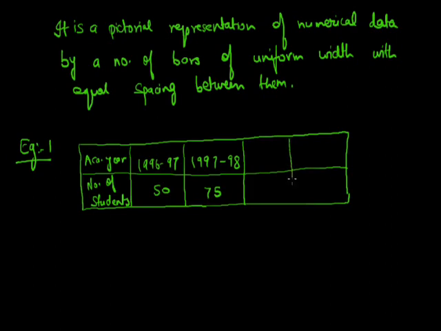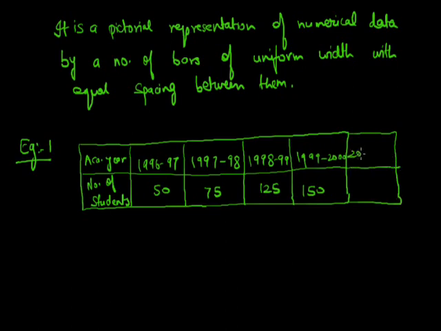The same way, 1998 to 99, number of students are 125. In the same way, from 1999 to 2000, number of students are 150 for the academic year, and then for the academic year 2000 to 2001, number of students are 200.